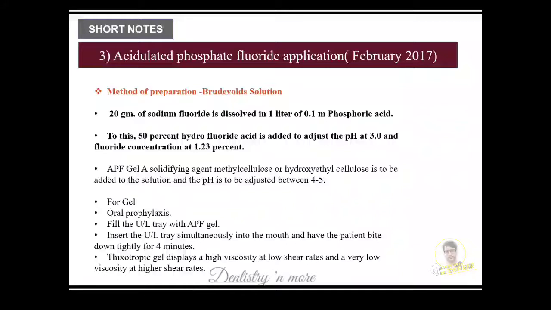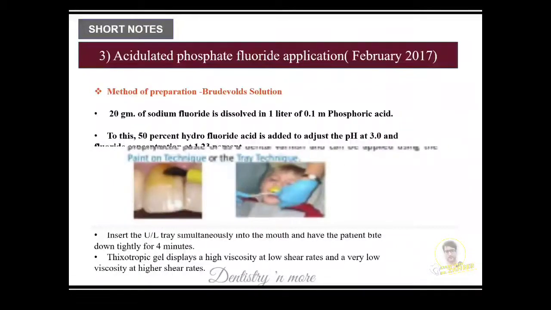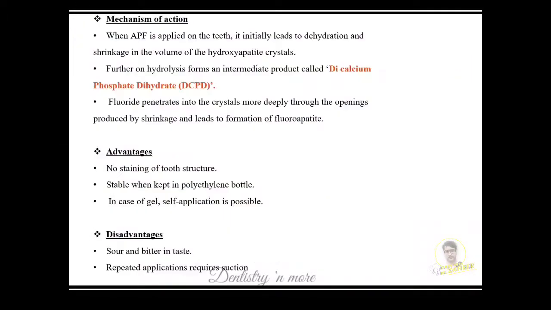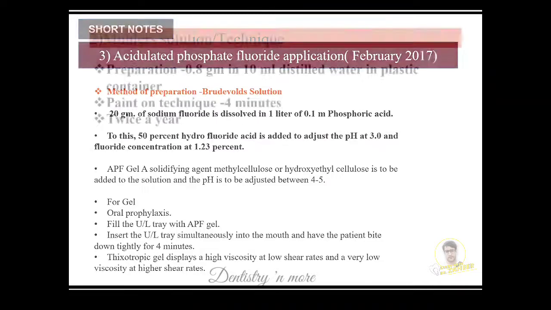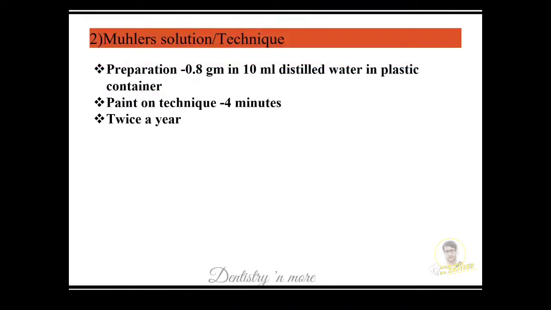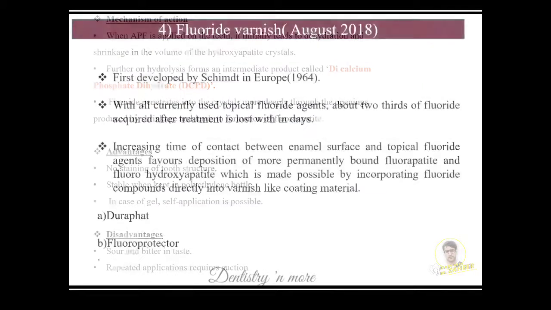It is basically a tray technique. Tray technique and paint on technique; paint on is just applying just like painting. Tray technique means we have preformed trays. We apply the material in trays and apply it on teeth. So in the mechanism of action, there will be an intermediate product known as dicalcium phosphate dihydrate. And there is no staining. Staining happens with the other one, that is Muhler's solution. Disadvantage is a sour and bitter taste.